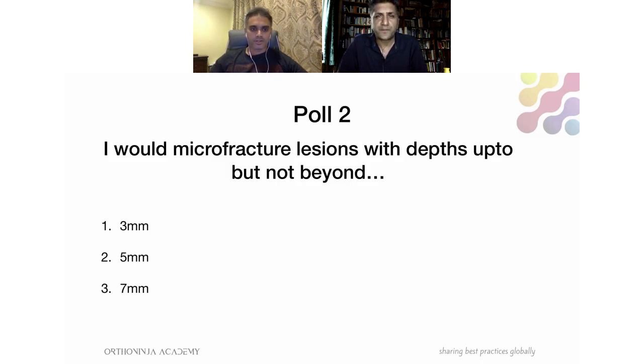What about you? So the majority of the audience seems to go with 5 millimeters. They're not comfortable microfracturing beyond a depth of 5 millimeters. I go with the majority there, because evidence seems to suggest that there's only so much that microfracture and that clot can do. And we're asking too much if we're going beyond 5 millimeters. So 5 millimeters is the right answer in this case. And we look at where the evidence for this comes into play.